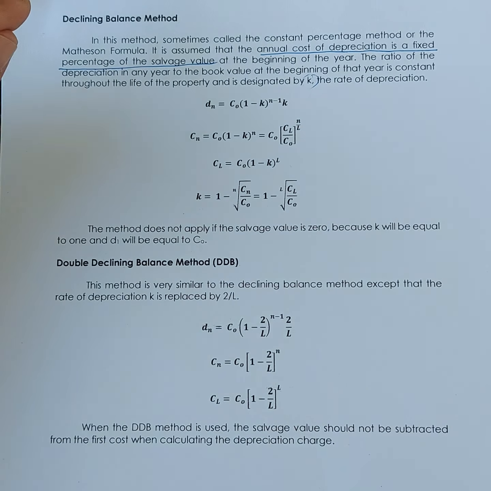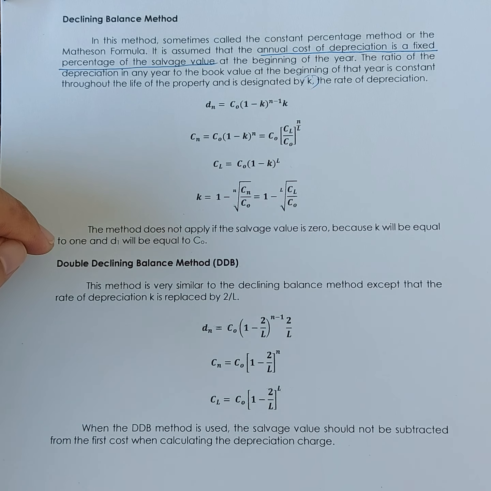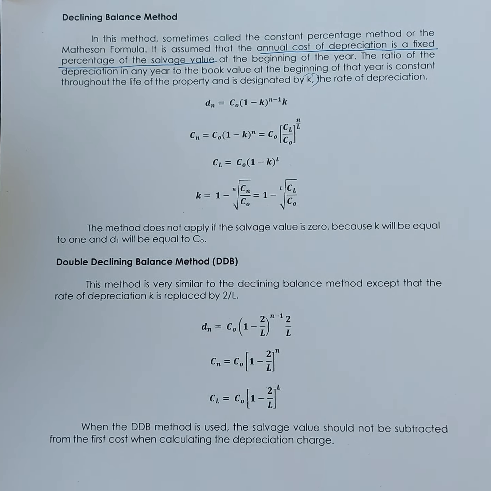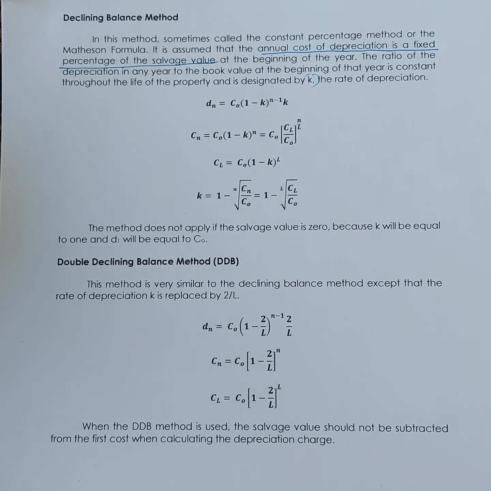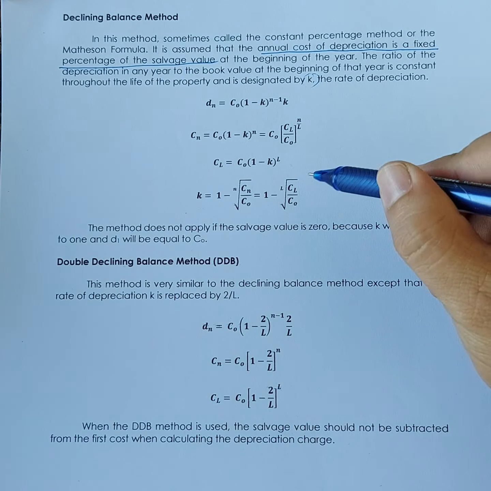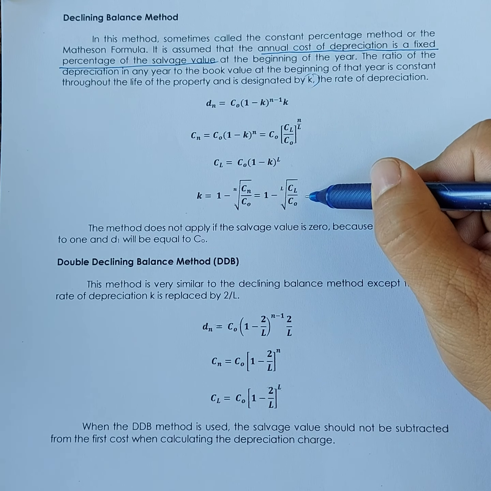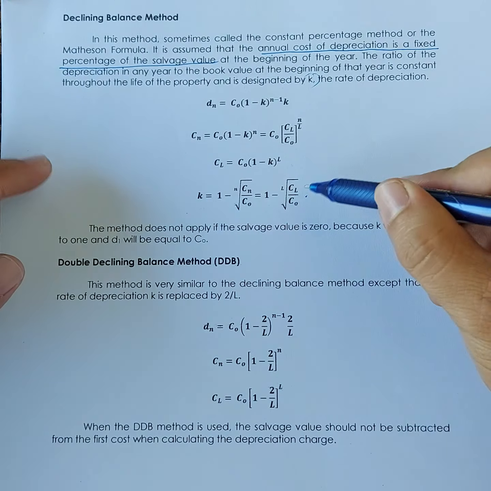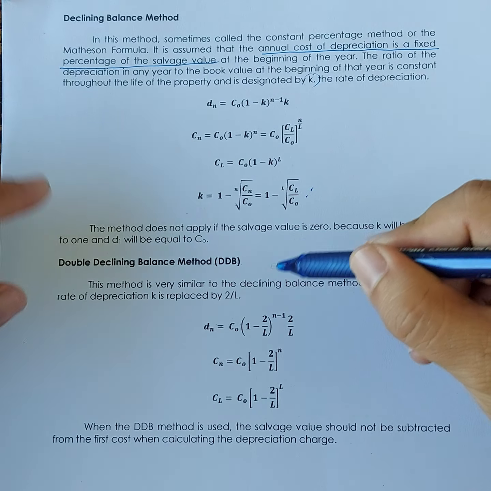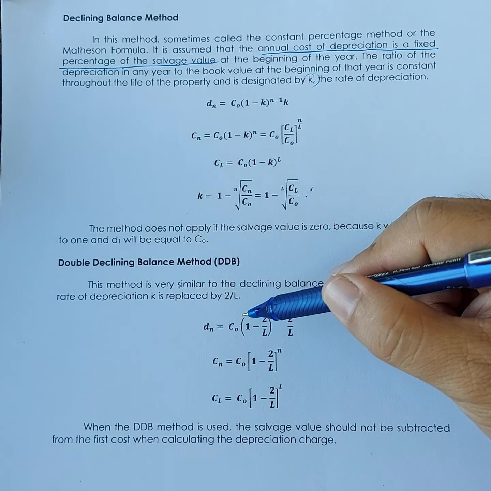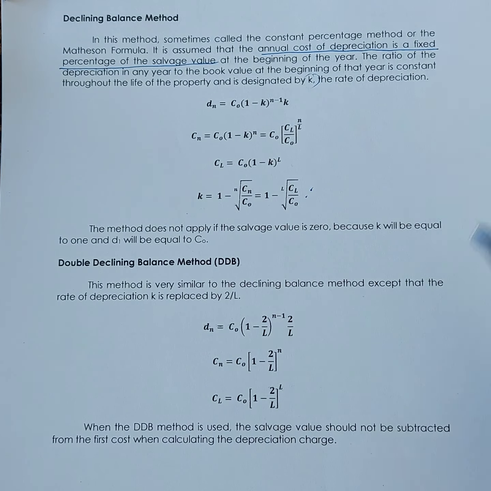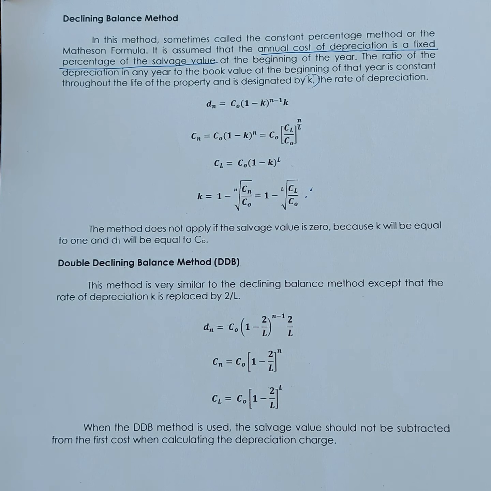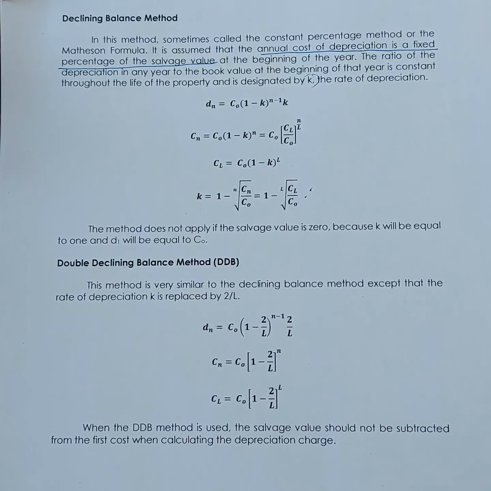So the declining balance method, and now double declining. So kanina, declining balance method. This is double declining. Okay. So ang difference lang nila is the rate of depreciation. So magkaiba yan. This is how we compute for the rate of depreciation. In declining balance, this is the rate of depreciation. In double declining balance, we have K equivalent to 2 over L. So yun lang difference. Parehas na yung formulas. So yung rate of depreciation lang ang pinagkaiba nilang dalawa.